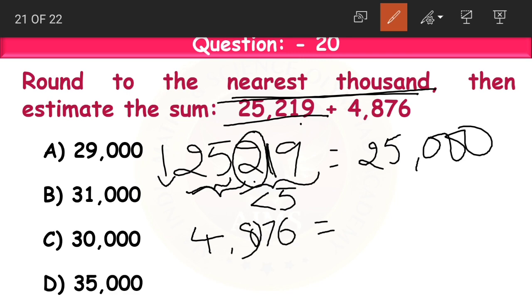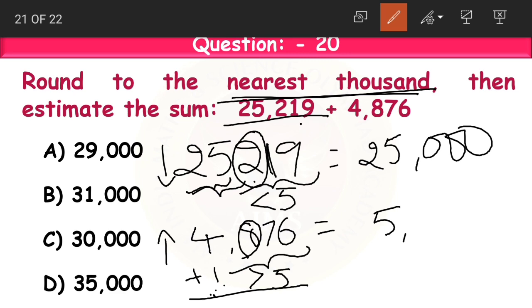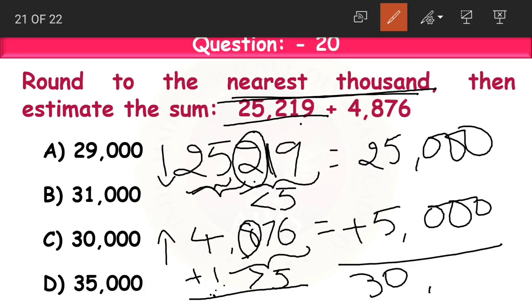Next is 4,876. Now 8 here is in hundreds place. It is greater than 5. So we round up. That is, add 1 to the digit in thousands place. 4 plus 1 becomes 5. And replace ones, tens and hundreds with zeros. So 25,000 plus 5,000 becomes what, students? It becomes 30,000. So option C, 30,000, is our correct answer.